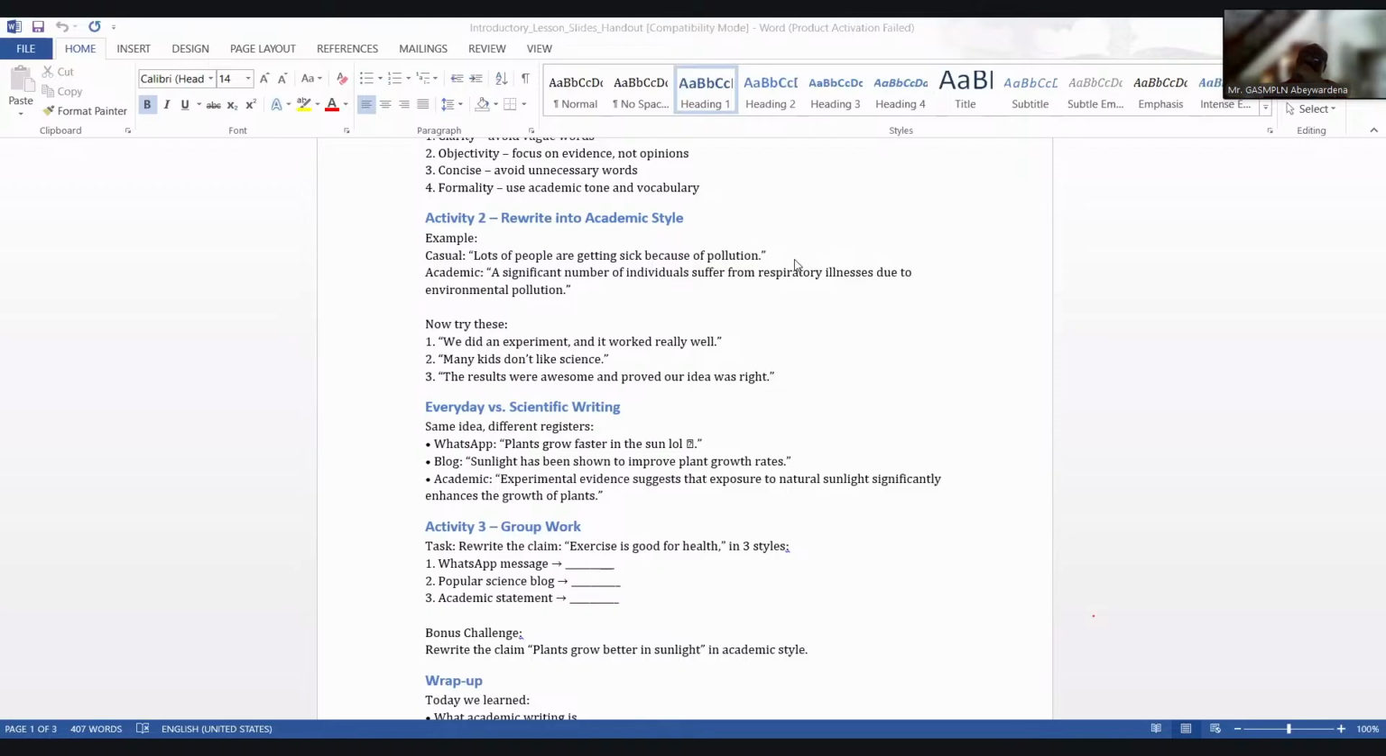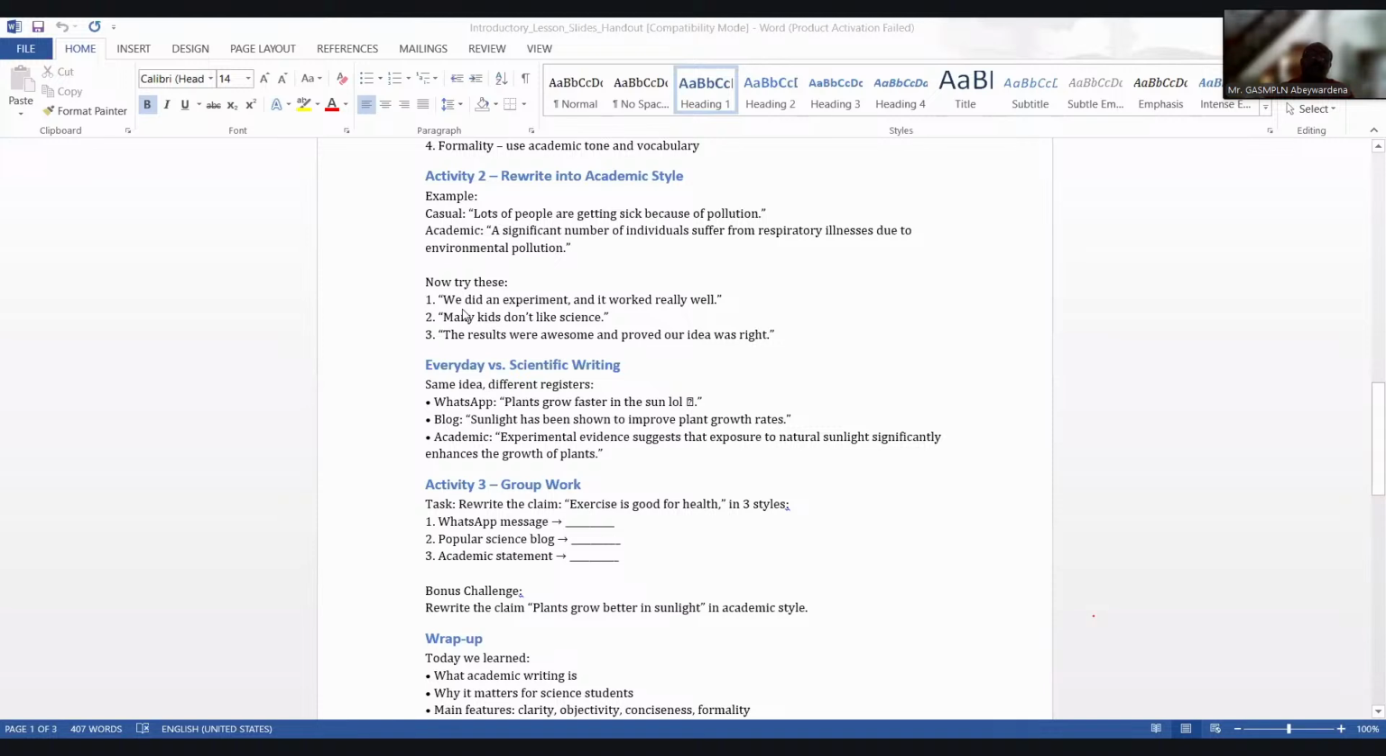Pollution can be of different types. It is clearly said here, environmental pollution. Did you understand? That is subjective. This is objective. It is clearly said. Pollution and environmental pollution: pollution is not clear, right? Environmental pollution is clearly expressed. So that is the difference between casual writing and academic writing. Did you understand? Right. Now look at this.